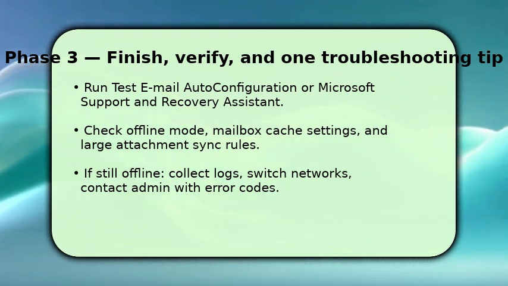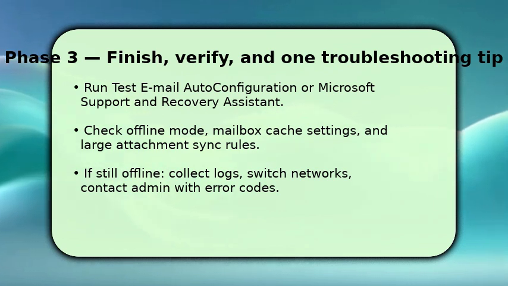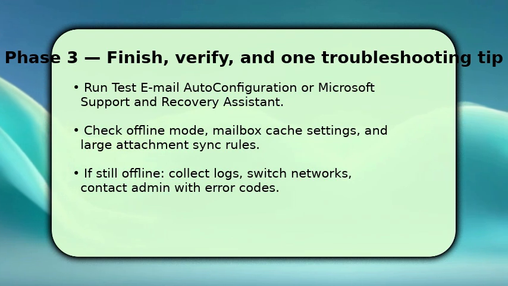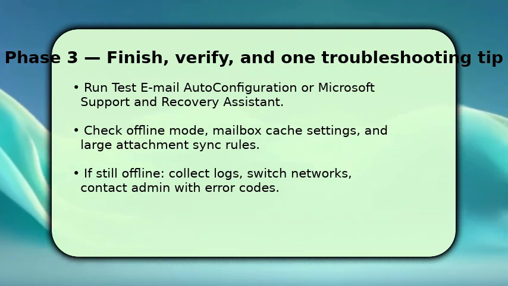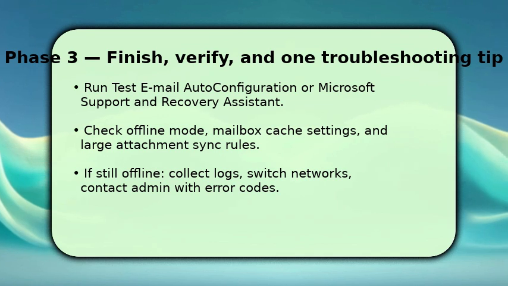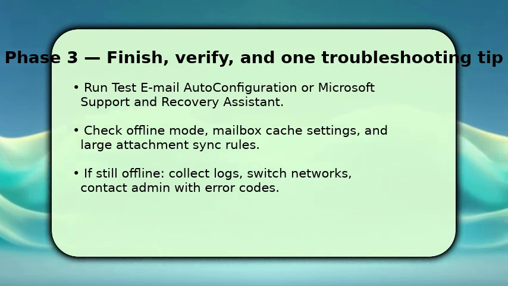Once done, make sure Outlook is not in offline mode, adjust mailbox cache size, and disable large attachment sync that stalls completion. If the client remains offline, collect Outlook logs and error codes, try another network to rule out firewall interference, and then contact your admin or ISP with the diagnostics for targeted repair.